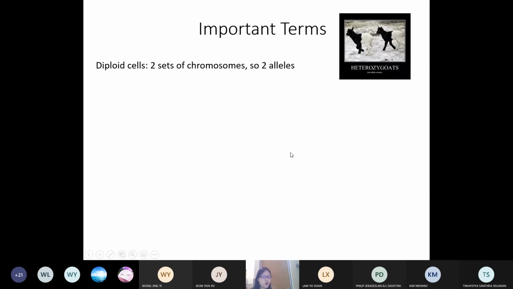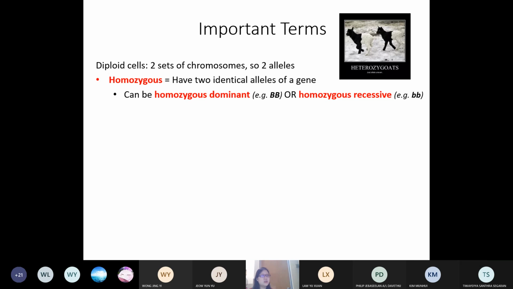Again, in diploid cells, you expect two sets of chromosomes and therefore two alleles for each gene. Now, you could be homozygous or heterozygous for the gene. Homozygous means you have two identical alleles of the gene. You can be homozygous dominant for the gene or homozygous recessive for the gene. So homozygous dominant is big B, big B. Homozygous recessive is small b, small b. Okay, how about heterozygous? Heterozygous means you have two different alleles of the gene.